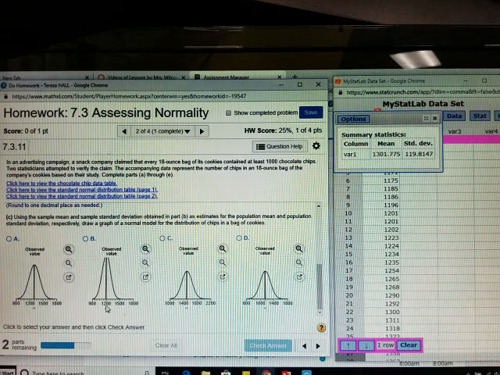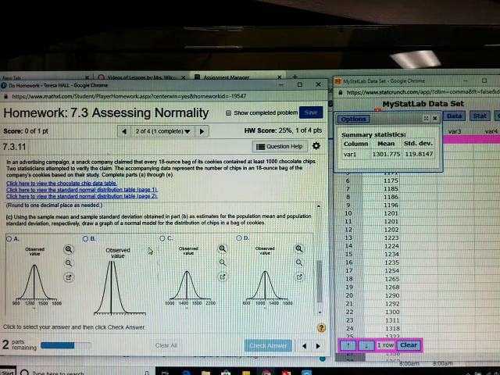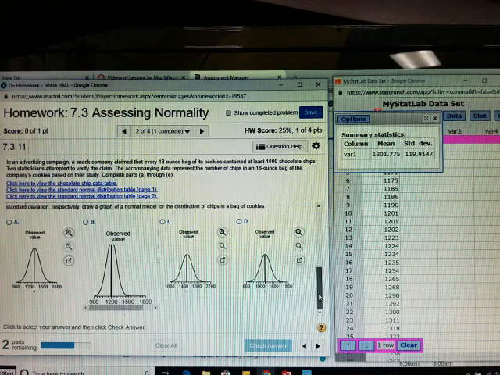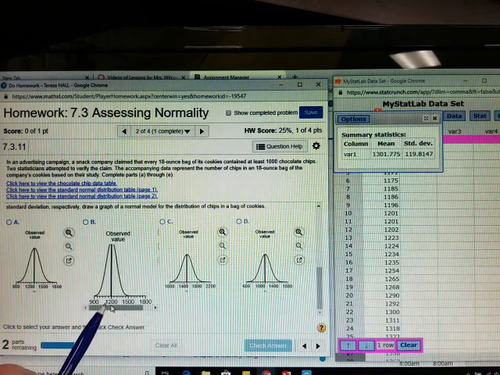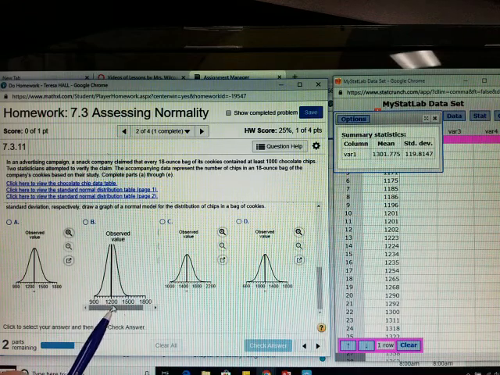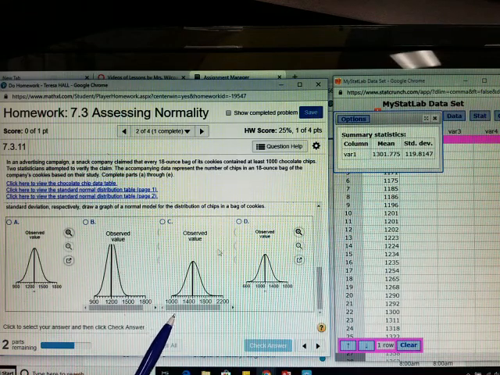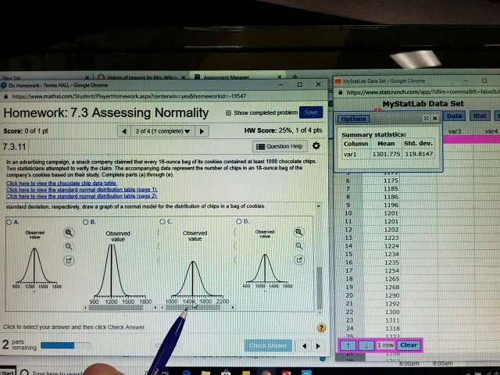See, this mean for graph B, let me make B a little bit larger here. That mean is at 1200. I don't know if you can see that, but that is 1200, so that's definitely not my answer. The mean for graph C, that's above 1400. Definitely not my answer. Again, I'm looking for a mean of about 1300 here.